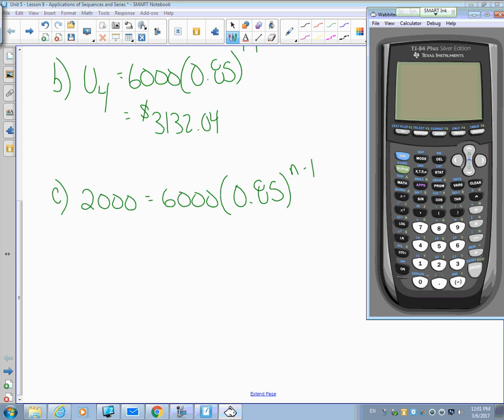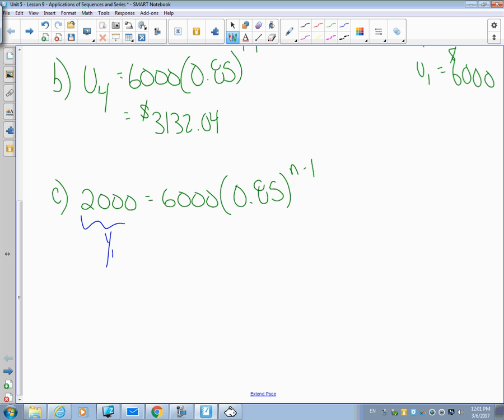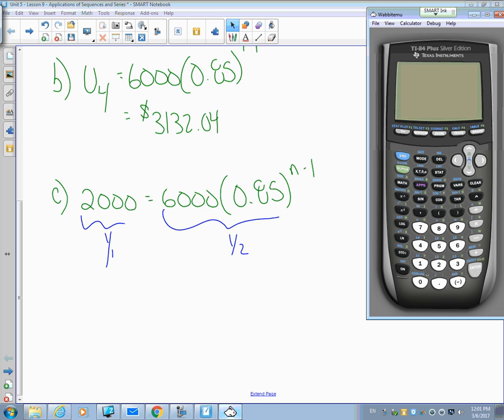So if we put this into Y1, and this into Y2, we can figure out when that happens. Go to our equations, Y equals, we want to know when does it hit $2,000. We know it's at 6,000. Our rate of change is 0.85 to the power of x minus 1. Now change our window. X is our number of years. We don't know how long it's going to be into the future. We know 4 years and it's already down to 3132, so maybe 10 is reasonable.